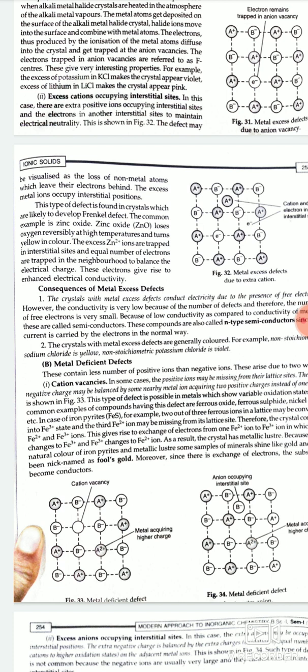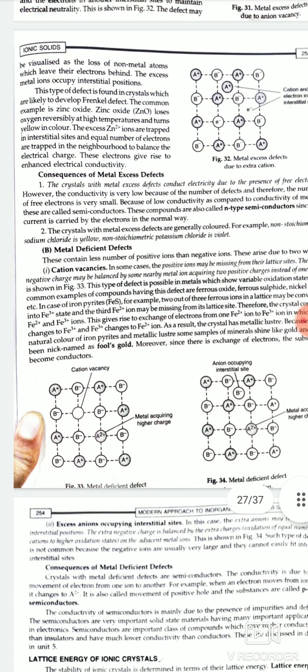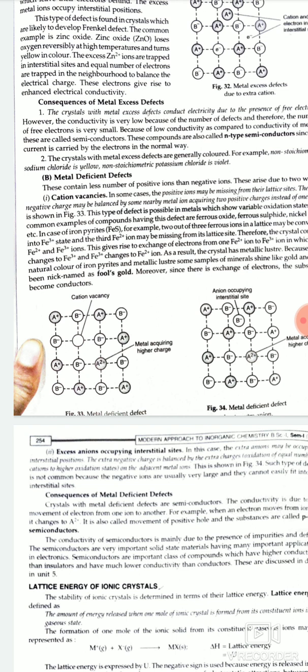As a result, the crystal has metallic luster. Some samples of the mineral shine like gold and have been nicknamed fool's gold. Moreover, since there is exchange of electrons, the substance becomes a conductor.